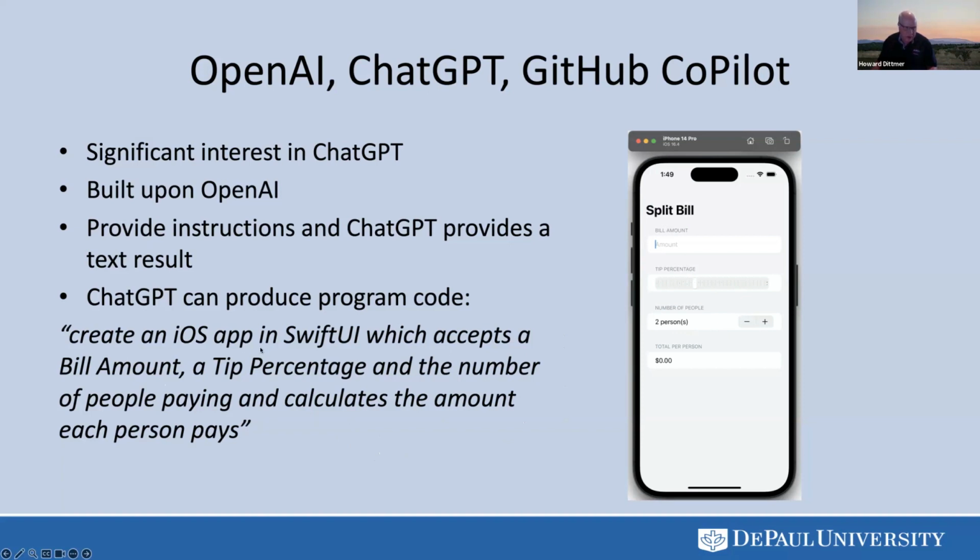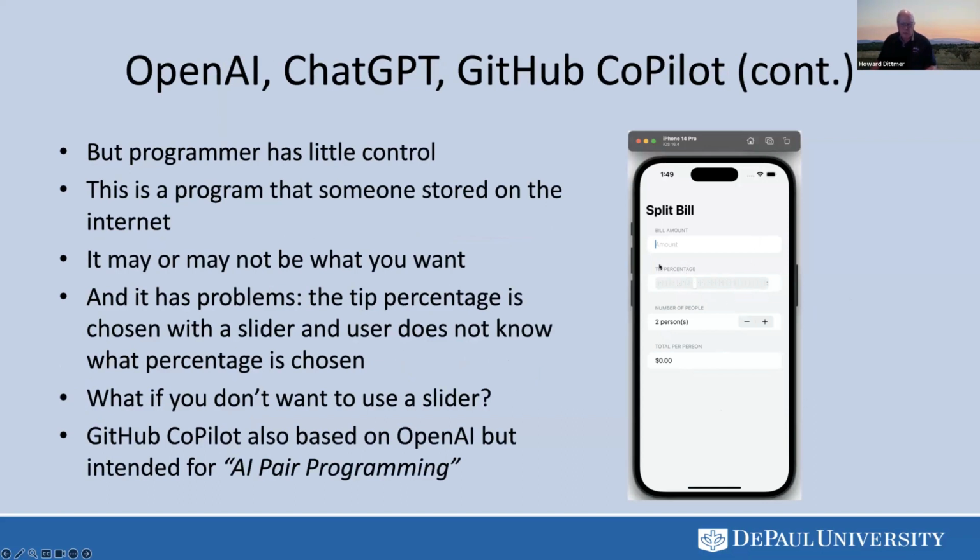So I told ChatGPT to create an iOS application for SwiftUI that accepts a bill amount, a tip percentage, and a number of people paying, and calculates the amount that person pays. And you'll see here it created a program. But you'll notice this is very different than the program that I created. And I went back and I added additional input here to try and make this look more like the other one. For example, they've put a slider here for the tip percentage, and I said no, I want to put in a number, but no matter what I did, it wouldn't change it. And I said, well, why is that?